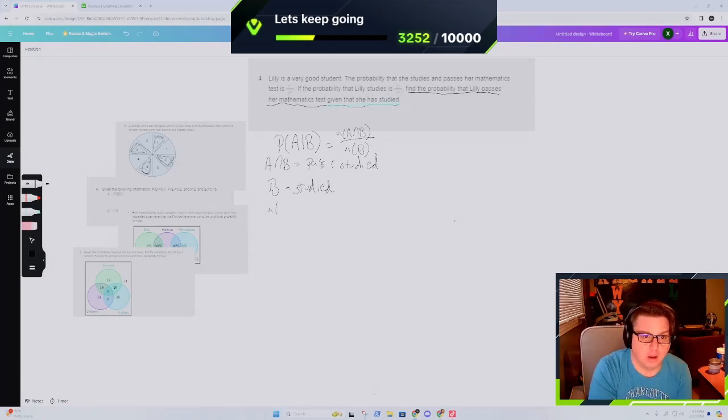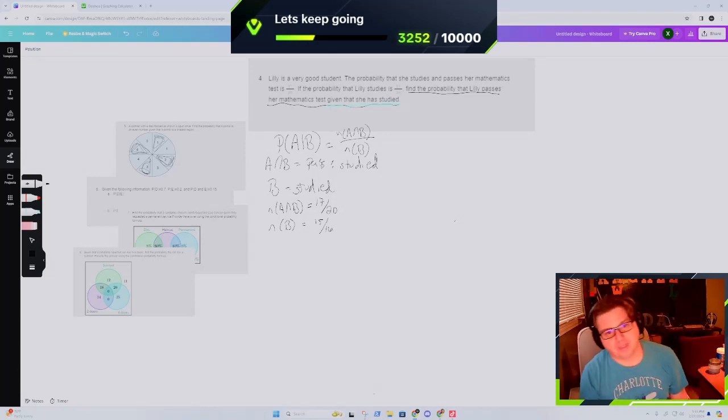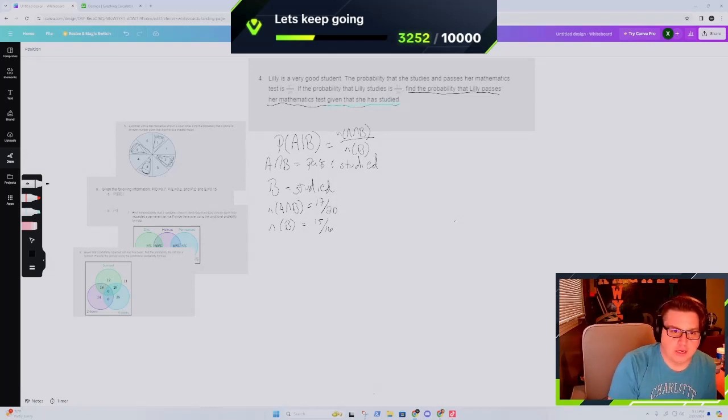So if we look at the number who passed and studied, the probability that she studies and passes, they already tell us, is 17 over 20. They gave us that. Now we take the given information, she studied at a rate of 15 over 16. Okay? Now, I know there's fractions here, but it's okay. Fractions are our friends. So we're going to do 17 over 20 divided by 15 over 16.